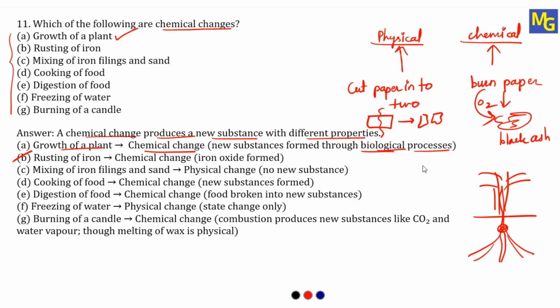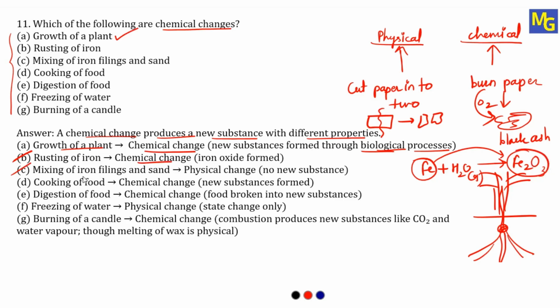Then the next one is rusting of iron. Rusting of iron means what? When iron combines with water vapors, water in gaseous state, it gives iron oxide, Fe2O3. So see here, earlier it was iron, and after rusting it becomes iron oxide. So new substance is formed. That's why this is also coming under chemical change.